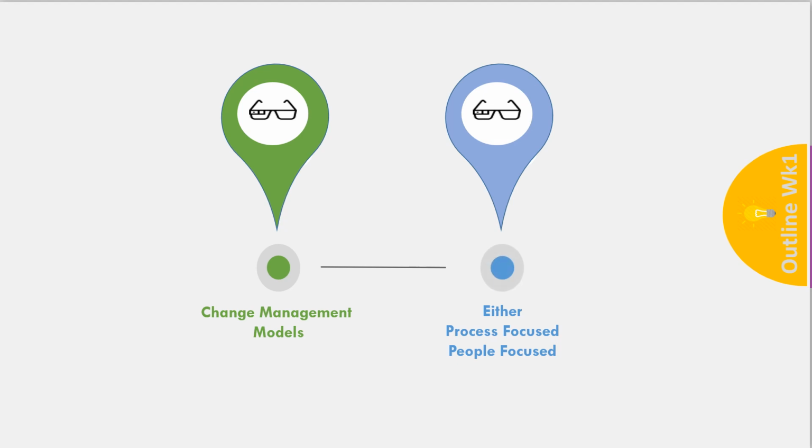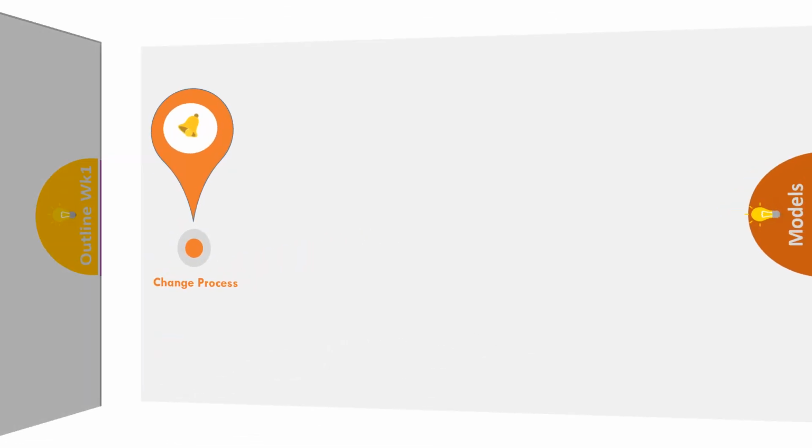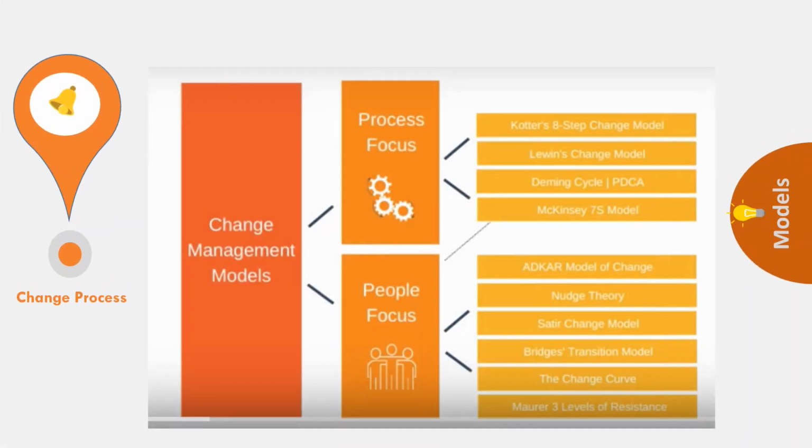So in this short video, we're going to be reviewing change management models, and we're going to focus on two areas, which are process focused and people focused. If we look at the change management models, as stated, there are generally two areas in terms of change management, which are going to be process focused or people focused.